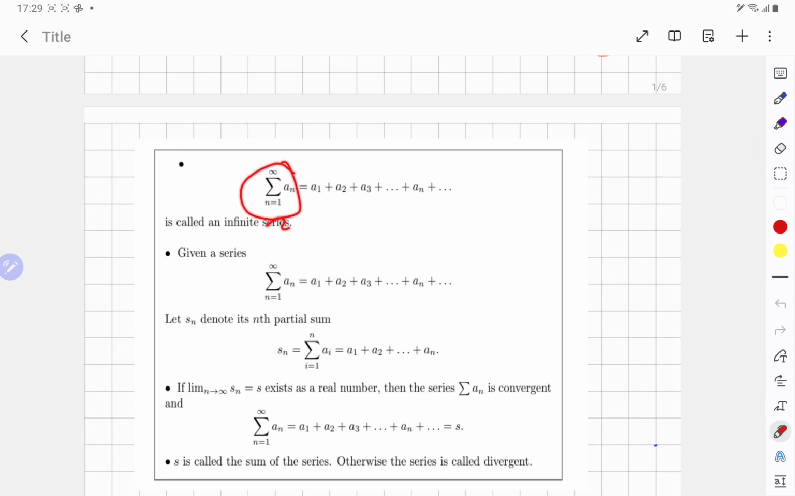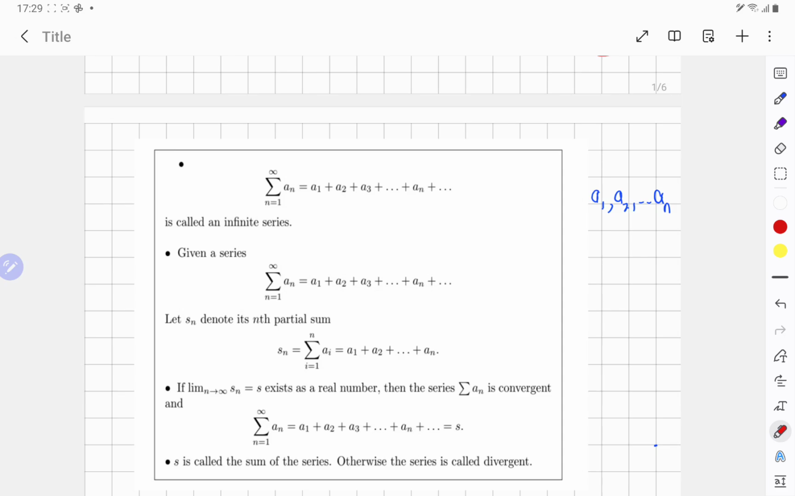So there is our series to infinity. What does that mean? That we're adding these terms to infinity. So different from a sequence where we just had these terms up to infinity. So if we add these terms infinitely, we get an infinite series.